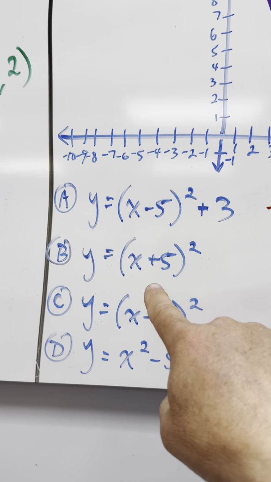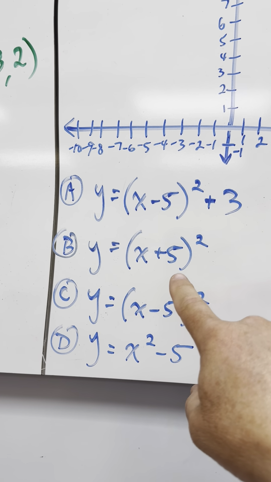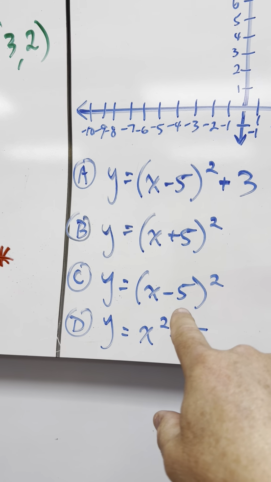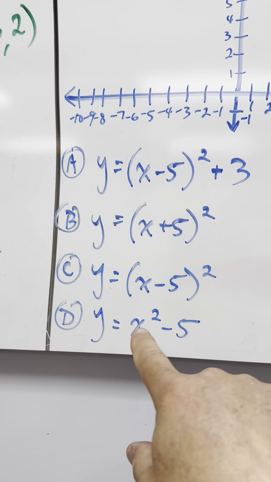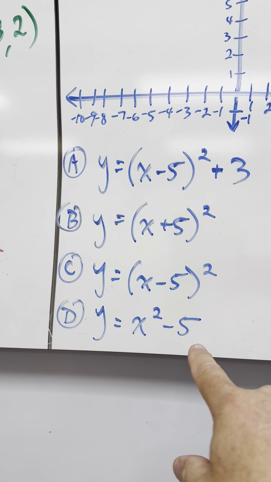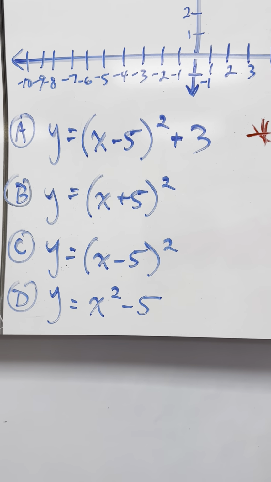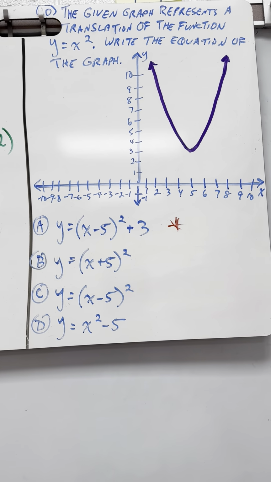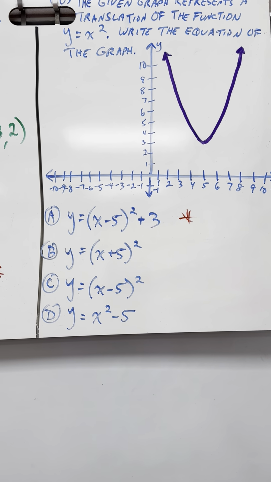Here, 5 plus 5 is 10. 10 squared is 100. 5 minus 5 is 0. 0 squared is 0. No good. 5 squared is 25. 25 minus 5 is 20. No good. Easy. These problems are easy. Don't let them fool you.